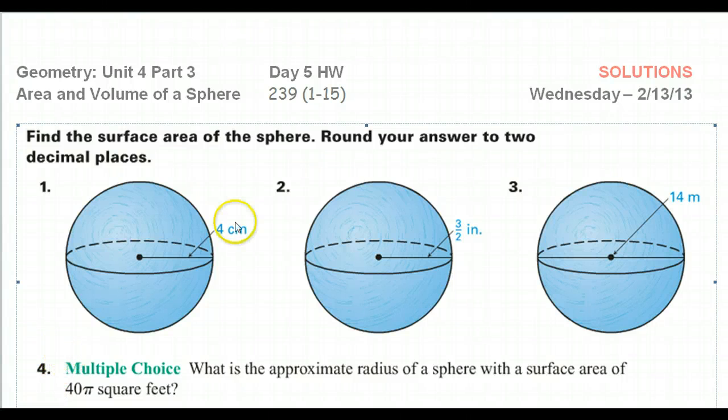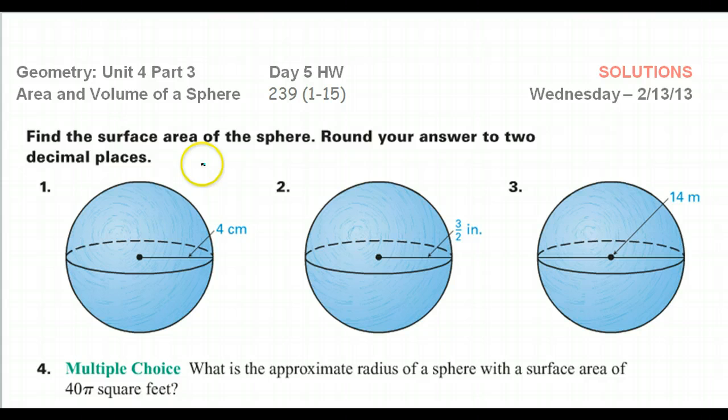Day 5. We are shifting gears and we are going to talk about the area and volume of a sphere. Okay, this is going to be very much formula driven. So for these first few problems, find the surface area of a sphere. You just need to understand that the formula for the surface area of a sphere is 4 pi r squared, where r is the radius.